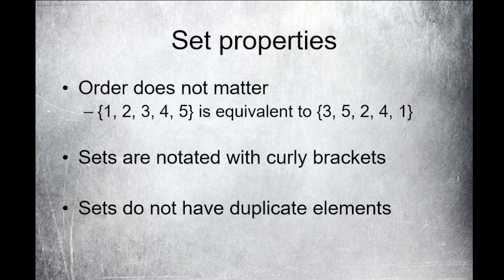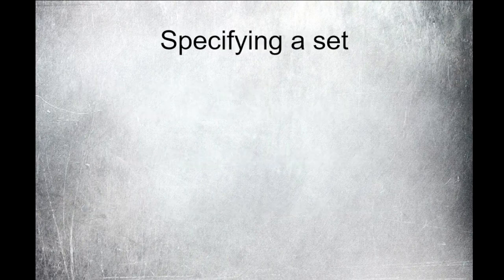Now, how to represent that particular set? While representing, we need to make sure that for a set, order does not matter. So if I'm writing 1, 2, 3, 4, 5, then it is equal to 3, 5, 2, 4, 1, or it can be written as 5, 3, 2, 4, 1 also. Here the order of the terms doesn't matter, and the elements of the set will be represented within curly brackets, and the set should not have duplicate elements.